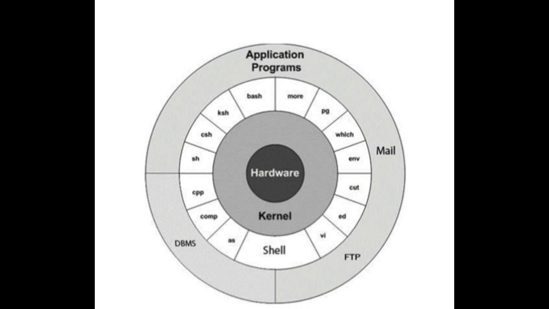In the picture, I showed the simplified architecture of Linux. As you see in the picture, the center of the circle is called hardware. After that comes the kernel, the second circle. The kernel manages hardware as well as software. The first thing is hardware, and the kernel controls the hardware as well as the software, the operating system, and the shell.